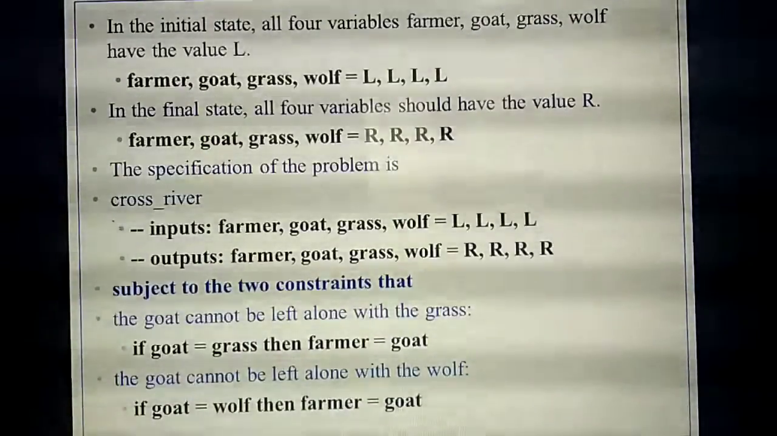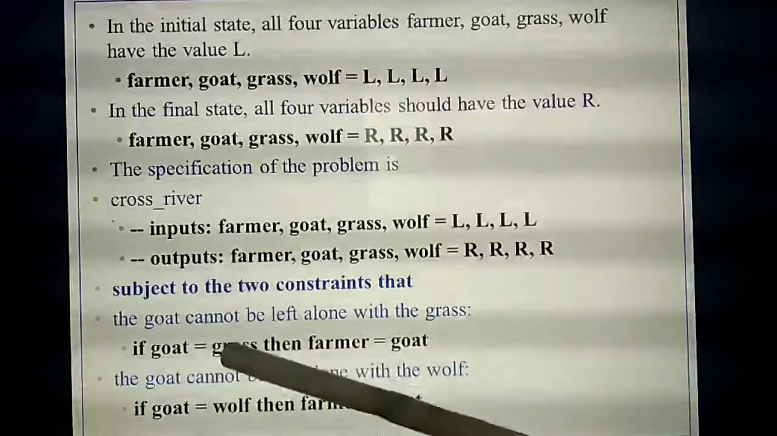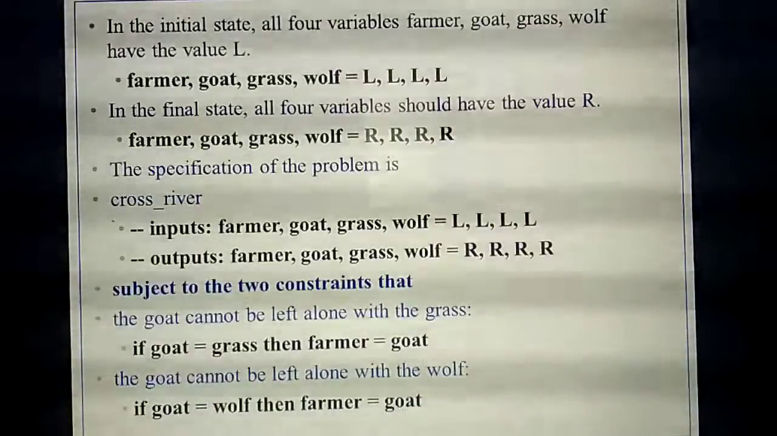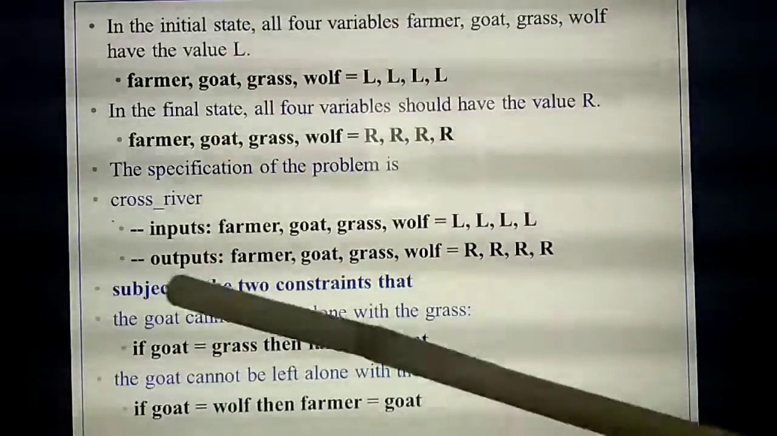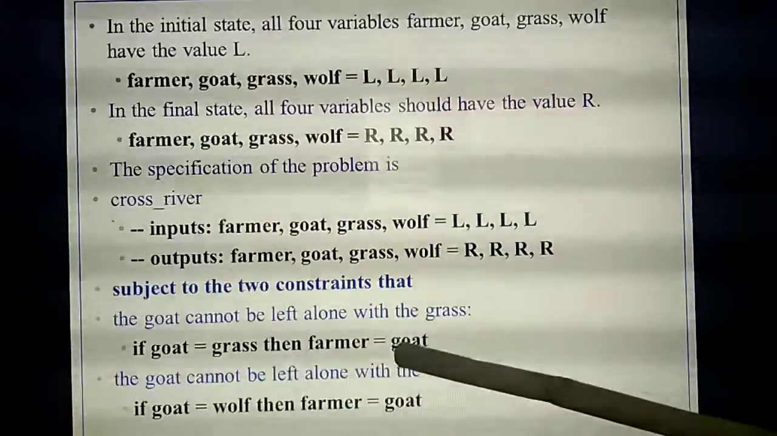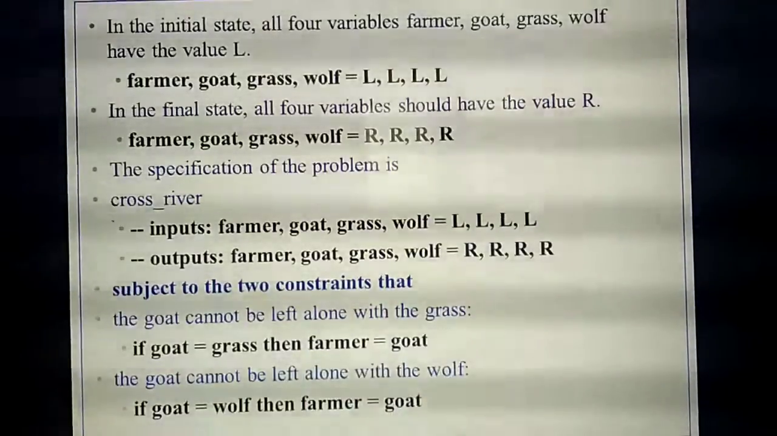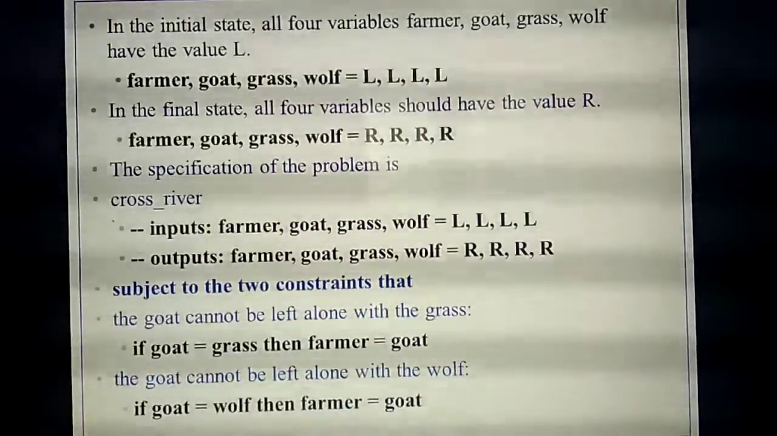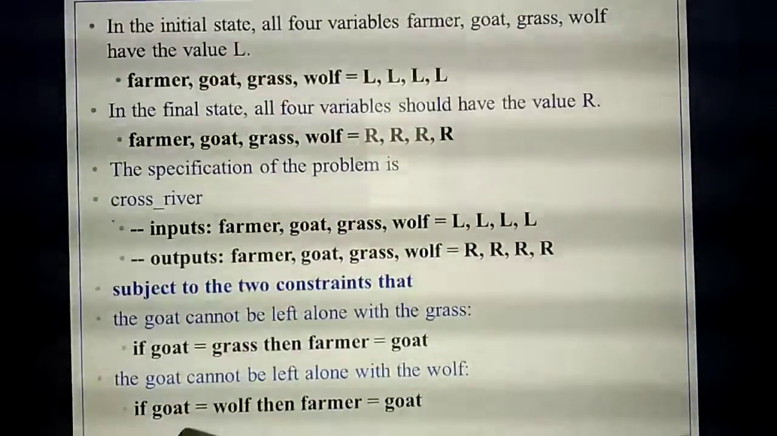Understand? You can't leave the goat alone with the grass. If you leave them, the goat will eat all the grass. So the goat must be along with the farmer. Understand, that is farmer equal to goat. That's the first condition.